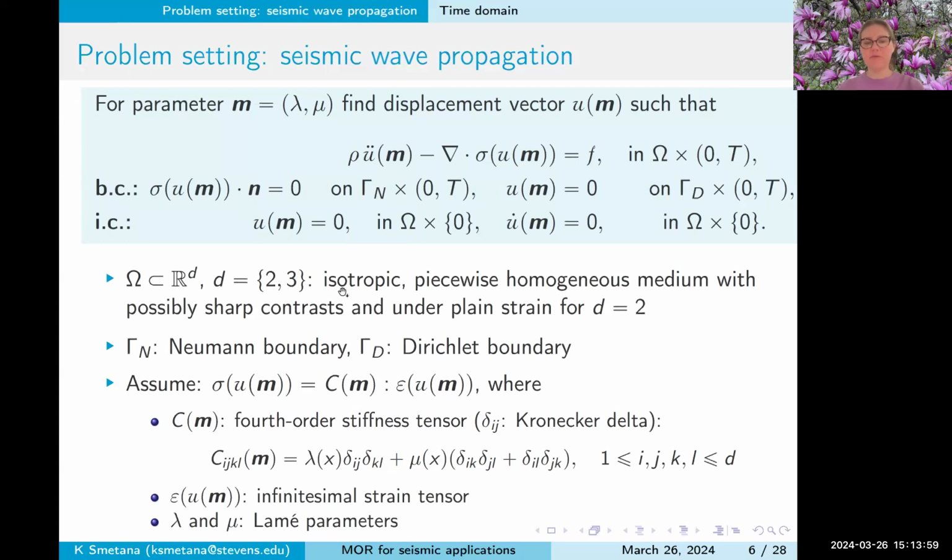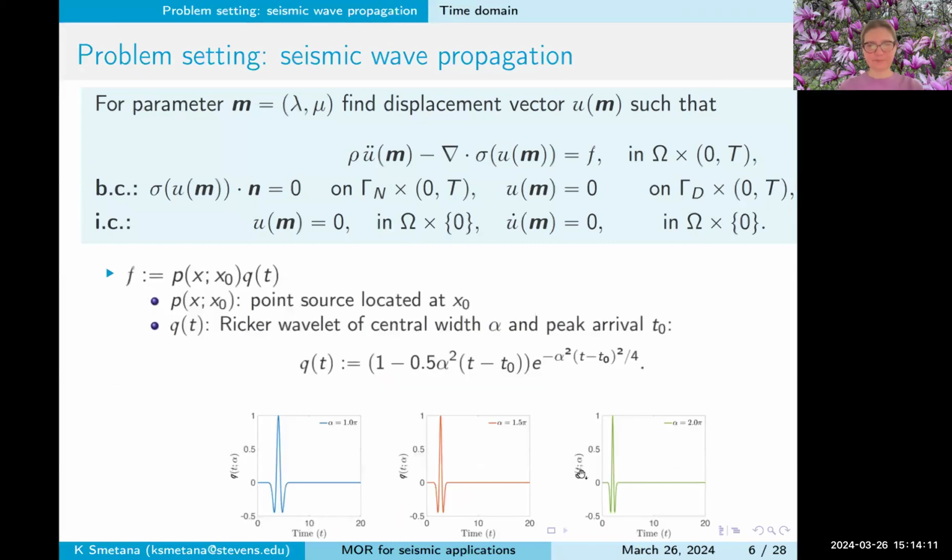Then we assume that the medium is isotropic and piecewise homogeneous and under plane strain for two dimensions. And then we get the usual fourth order stiffness tensor. I wanted to spend a couple of minutes to talk specifically about the source. So we take a point source located at a specific location within our domain. And then we take the Ricker wavelet, which is a standard choice in seismology, in time.